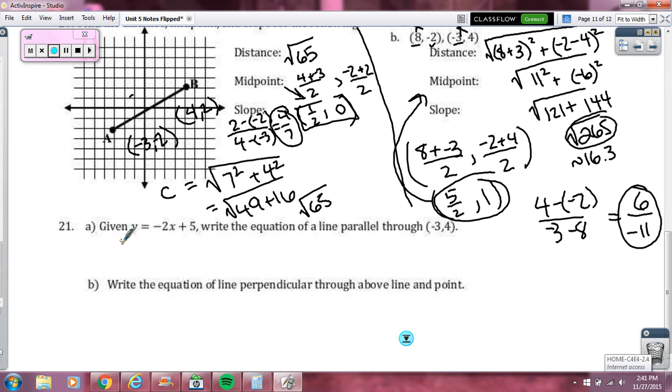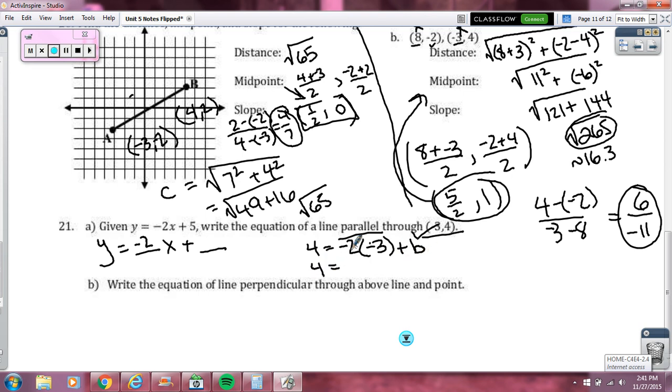Okay, 21. Given y equals -2x plus 5, write the equation of a line that's parallel and goes through this point. When I'm writing equations of lines, I want y equals slope times x plus my y-intercept. If I want something parallel to this one, I want the same slope. So I know that I want -2 to go in the position of m. I don't know what the b value should be, though. However, I have this point that I can use to help me. So I'm going to take that -3, 4, and substitute it into the equation that I'm building. 4 is the y value. -3 is the x value, and I don't know what b is.